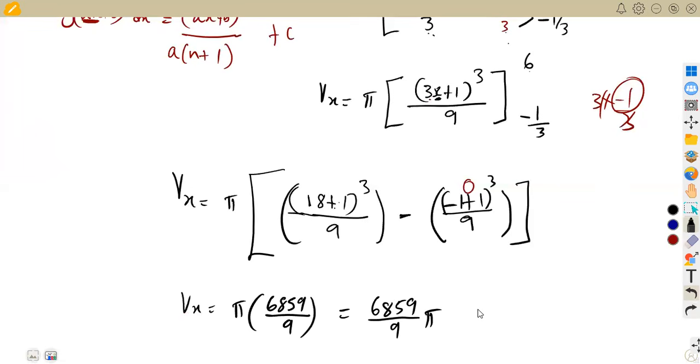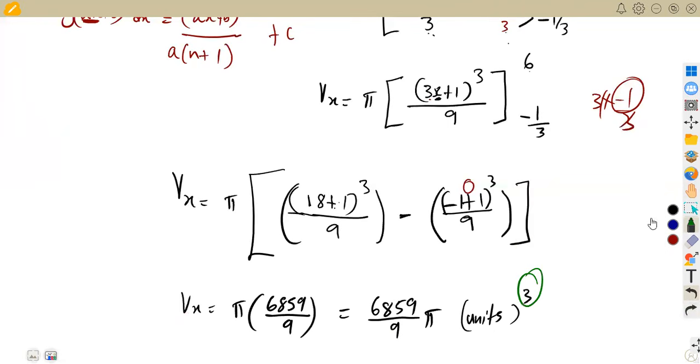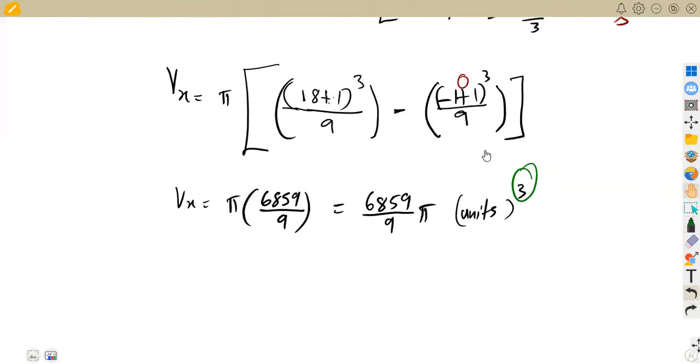All right, so volume is measured to the exponent of 3, that is units to the exponent of 3, or you can just write it as cubic units like that. So the unit of volume is the cube in this case, so that will be to the exponent of 3.